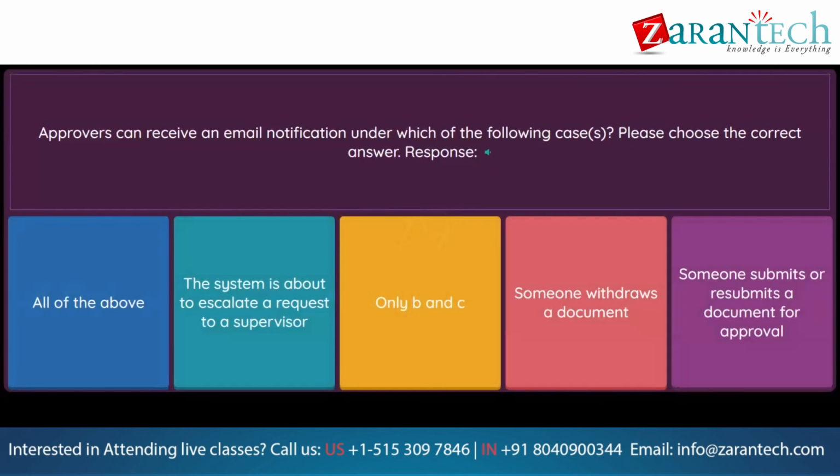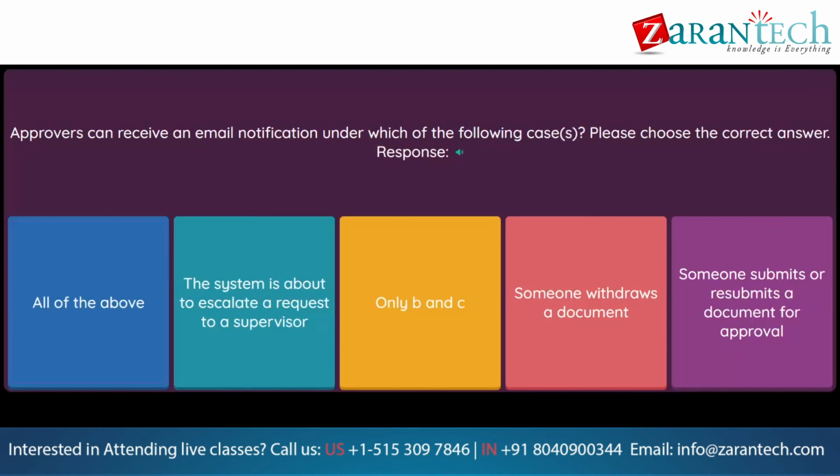Question: approvers can receive an email notification under which of the following cases? Please choose the correct answer. Response: Option 1, all of the above. Option 2, the system is about to escalate a request to a supervisor. Option 3, only B and C. Option 4, someone withdraws a document. Option 5, someone submits or resubmits a document for approval.